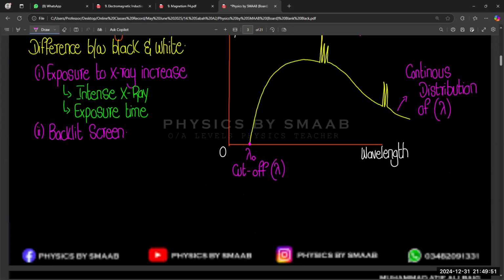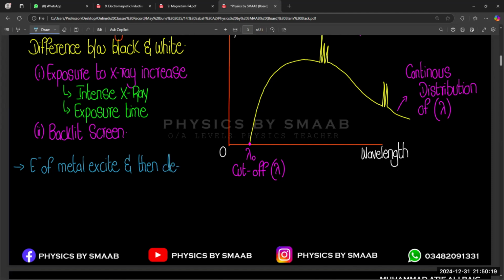And further information is required for this graphical representation. So we can say that electrons of metal excite and then de-excite, producing photons of X-ray.